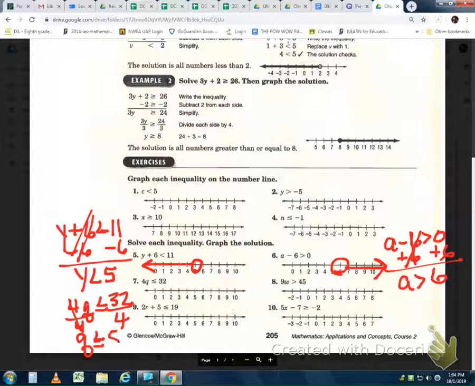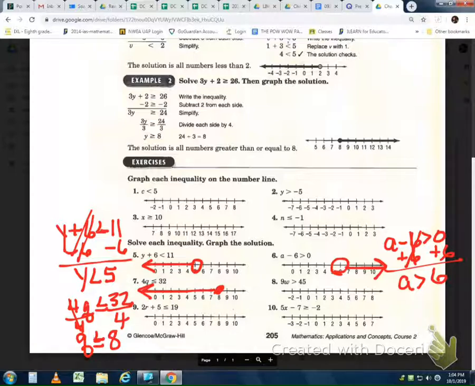Eight times. So if it says q less than or equal to 8, is it open or closed circle? It is closed. If it's less than or equal to, is it shading left or right? Less than goes left. L.